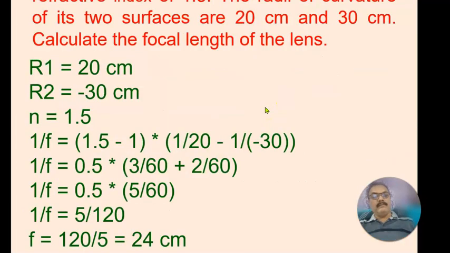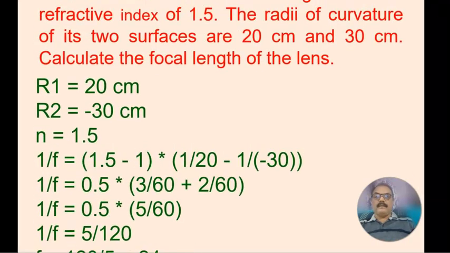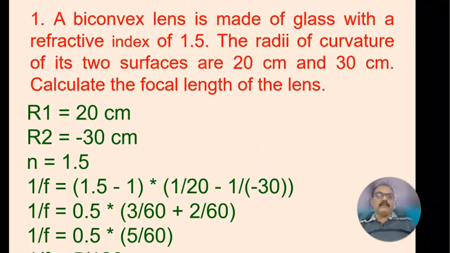Let's start the problem. A biconvex lens is made of glass with a refractive index of 1.5. The radius of curvature of its two surfaces are 20 centimeter and 30 centimeter. Calculate the focal length. Hope this question is clear. Let us go for the solution.